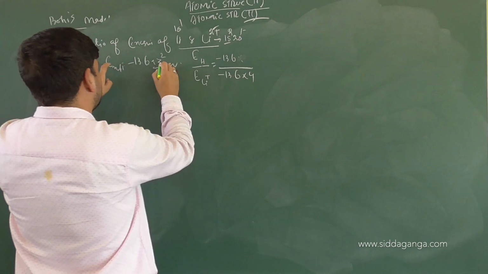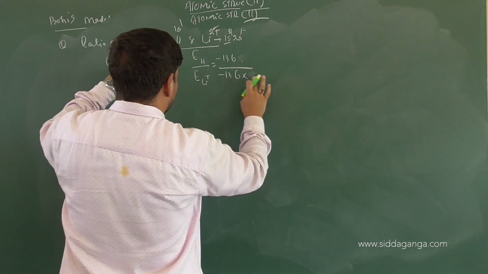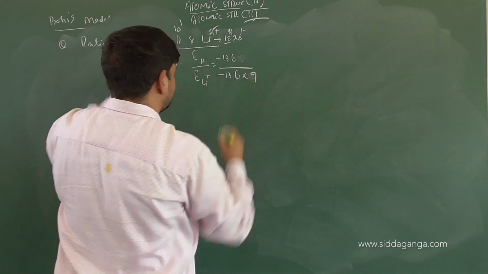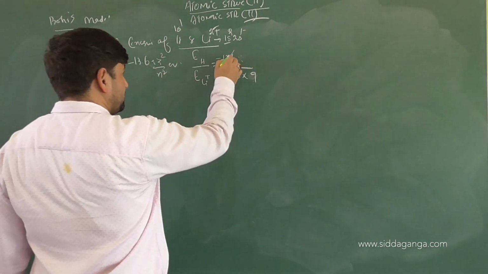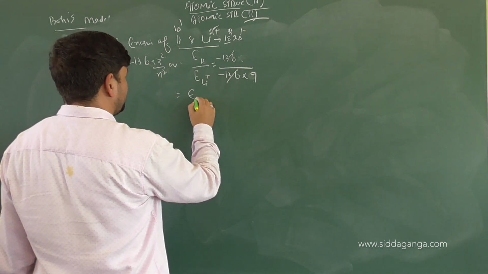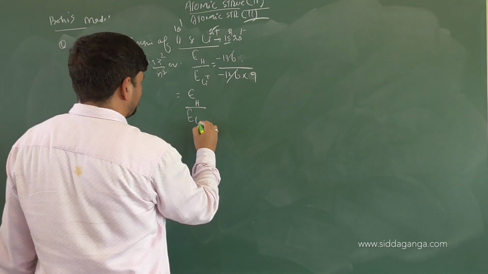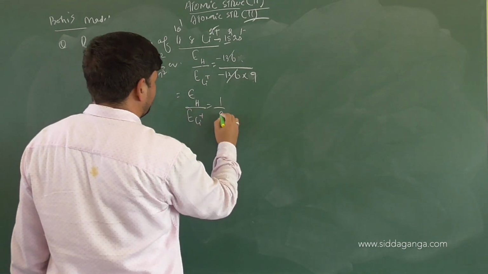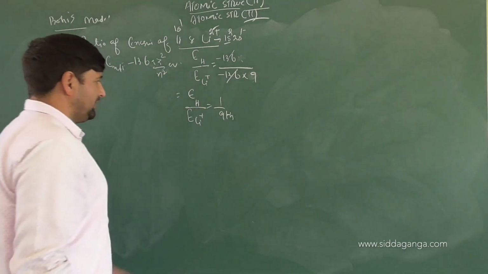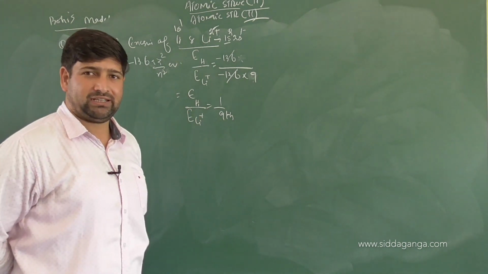Because what is Z value for lithium? Sorry, it is 3. So it will be Z square, it will be 9. So that cancels off. So we'll have energy of hydrogen by energy of lithium 2 plus will be 1/9. What does it mean? Energy of lithium 2 plus is 9 times that of hydrogen, and that should be logical itself.